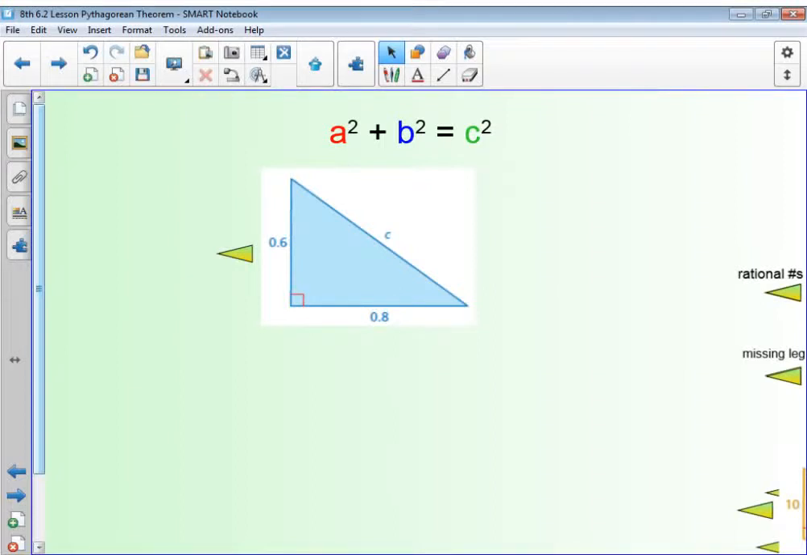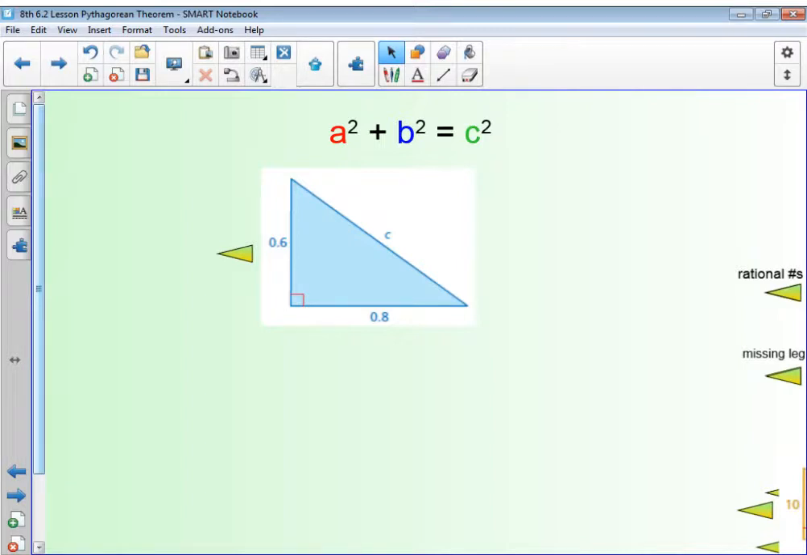Still follow those same concepts. This time they're giving us some rational numbers. So rational numbers would be decimals and fractions that are ending. They have an ending number, or they either repeat or they terminate. So they're not a forever number.